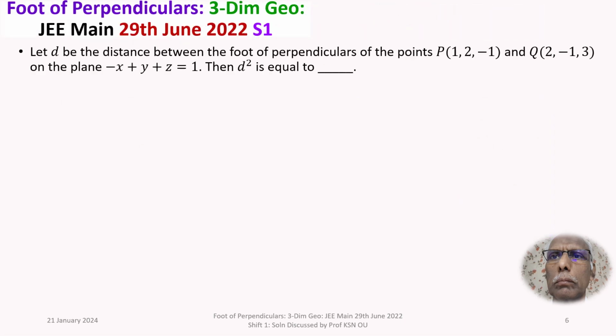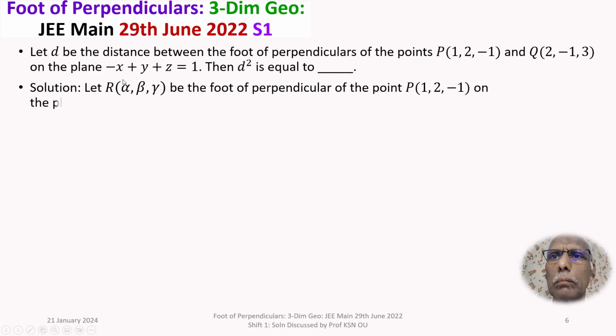Let's now discuss the solution of the problem in detail. Let R with coordinates (alpha, beta, gamma) be the foot of the perpendicular of the point P (1, 2, -1) on the plane -x + y + z - 1 = 0.